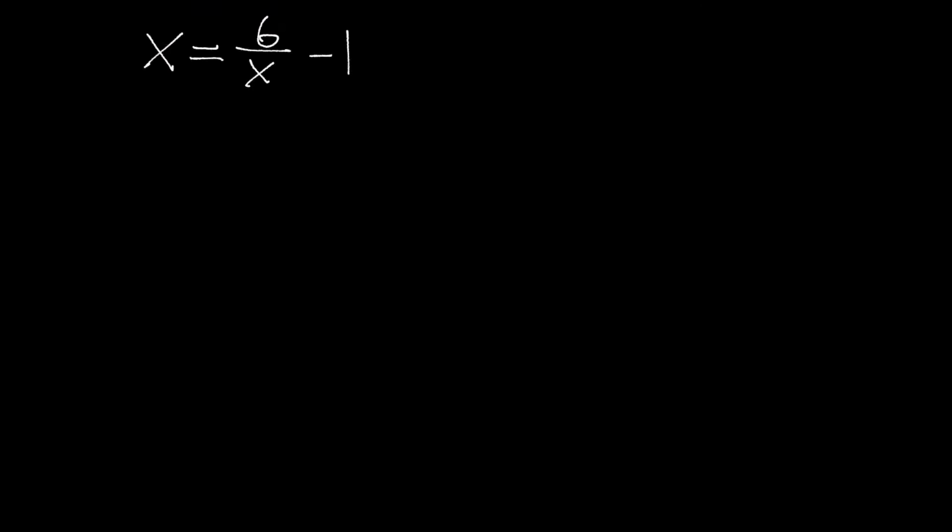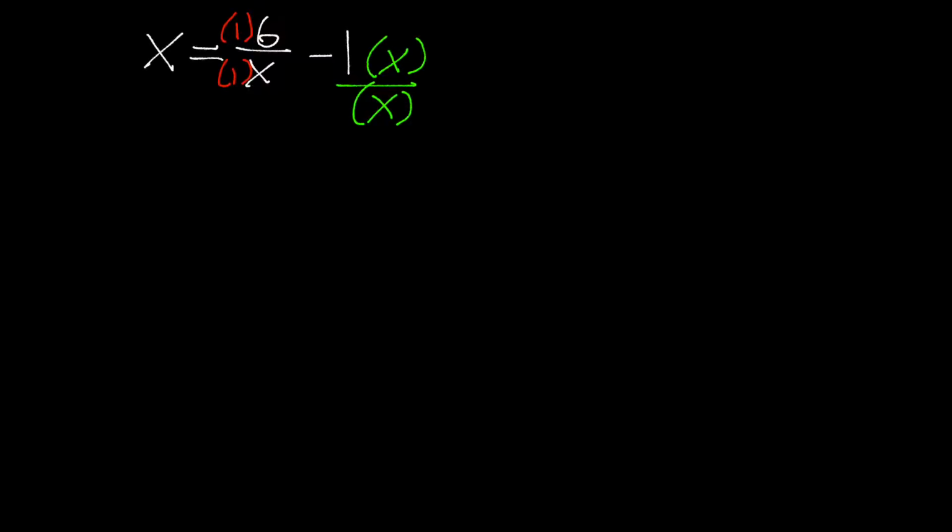Alright, for our next example we have x equals 6 over x minus 1. And we can do the exact same approach as we did last time. Our goal is to get a common denominator over here so that we can actually do the subtraction. So I'm going to multiply the 1 by x over x, and I'm going to multiply the 6 over x by 1 over 1. Doesn't need to be a negative 1.